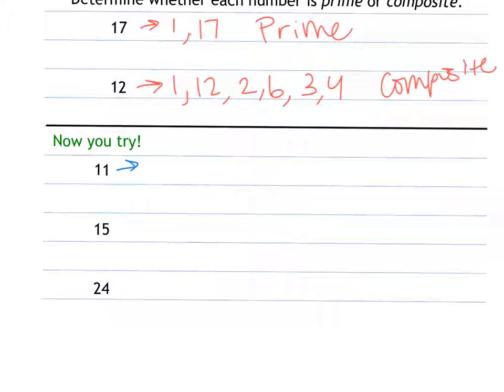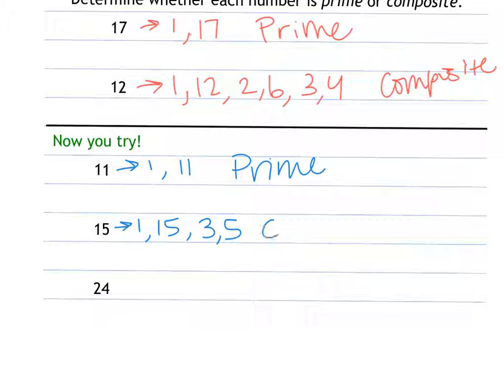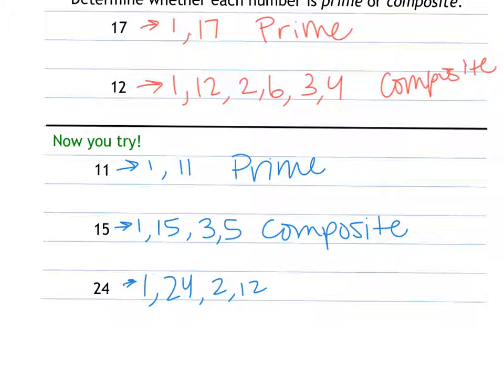11, the only factors are 1 and 11, so it is prime. 15, you've got 1 and 15, of course, and then 3 and 5 as well, so therefore that is composite. 24, 1 and 24, 2 and 12, 3 and 8, 6 and 4, lots of factors on that one, composite.